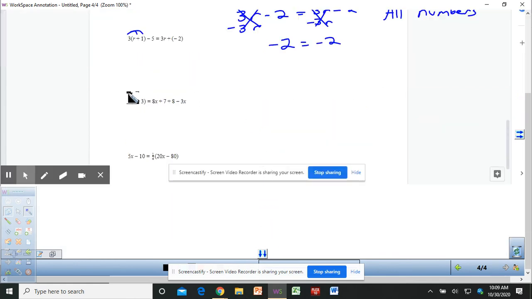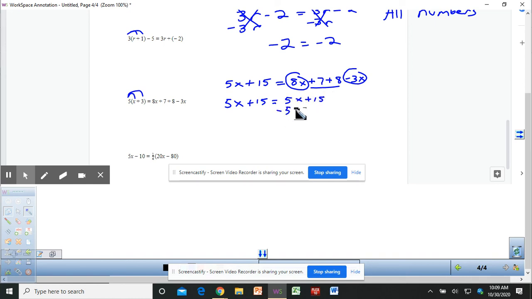Okay, let's try this one. So we're going to distribute, as always. So 5x plus 15 equals 8x plus 7 plus 8 minus 3x. Now I'm going to simplify some stuff. I'm going to simplify that with that, and I'm going to add those together because they're the same. So 5x plus 15 equals 5x plus 15. Get rid of my 5x on the right side because I only want letters on the left side, giving me 15 equals 15, which we just talked about. If 15 equals 15, if that works out, we have all numbers would work.